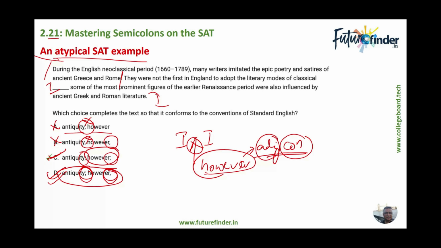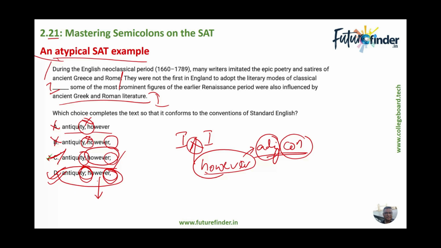Some of the most prominent figures in the earlier Renaissance period were also influenced by ancient Greeks and Romans. But then this transition doesn't make any sense. However, as a transition between these two statements doesn't make sense, because these are not contradictory in nature. So this "however" has to be included with the antiquity. Antiquity, however. So that is the logic behind this kind of a statement.